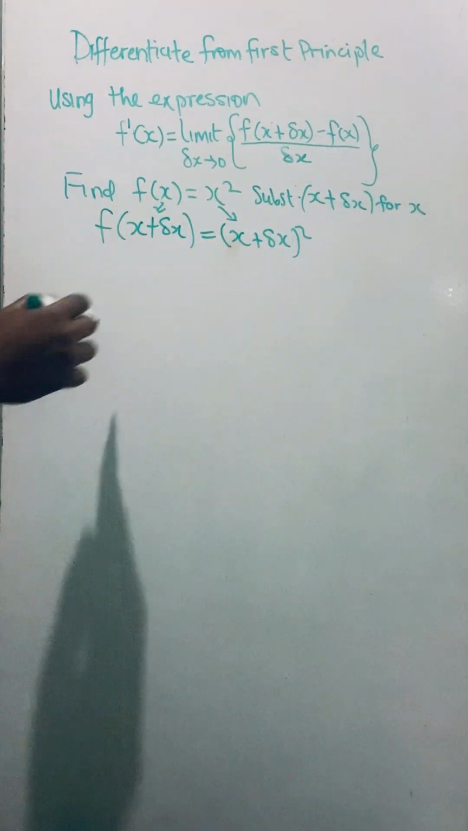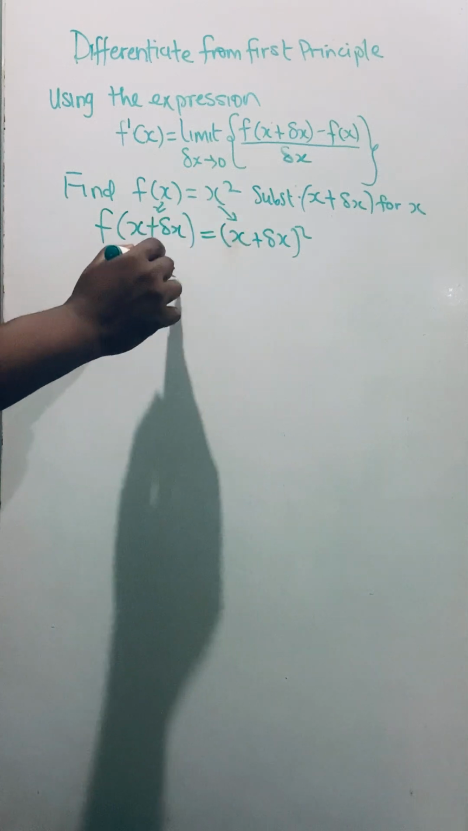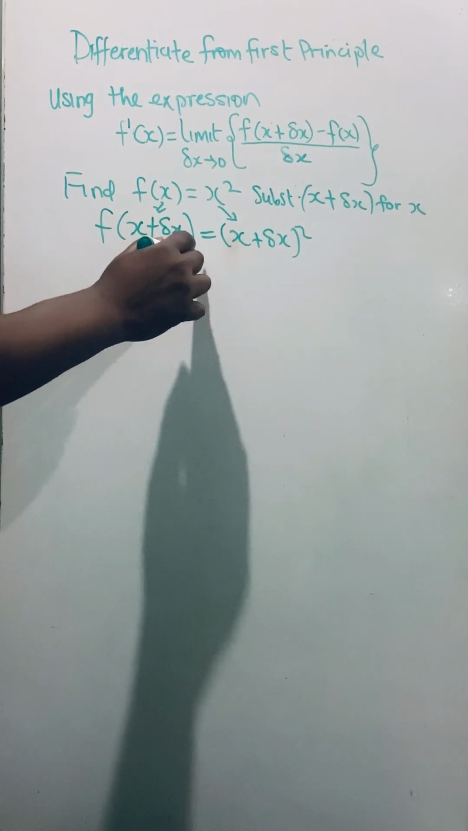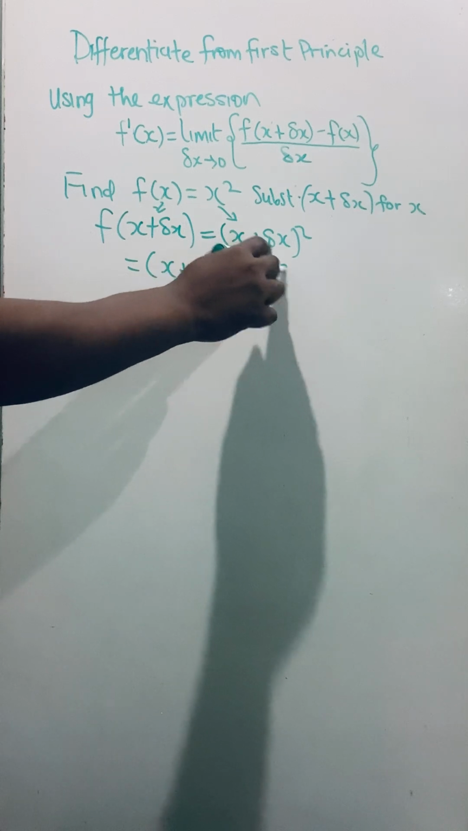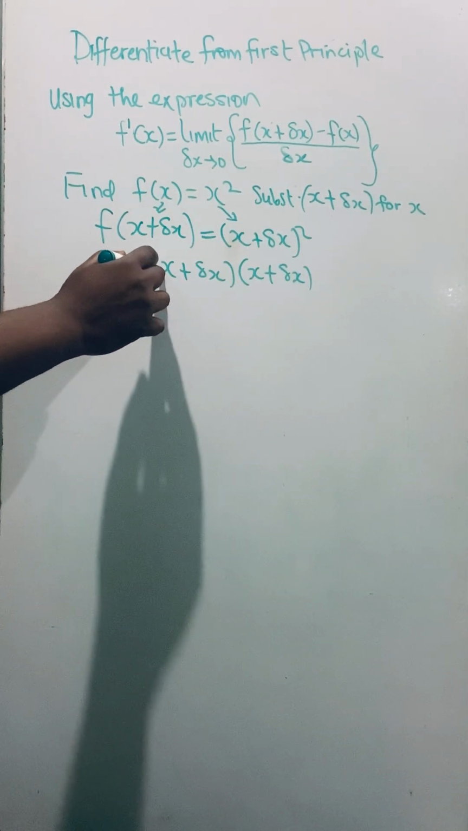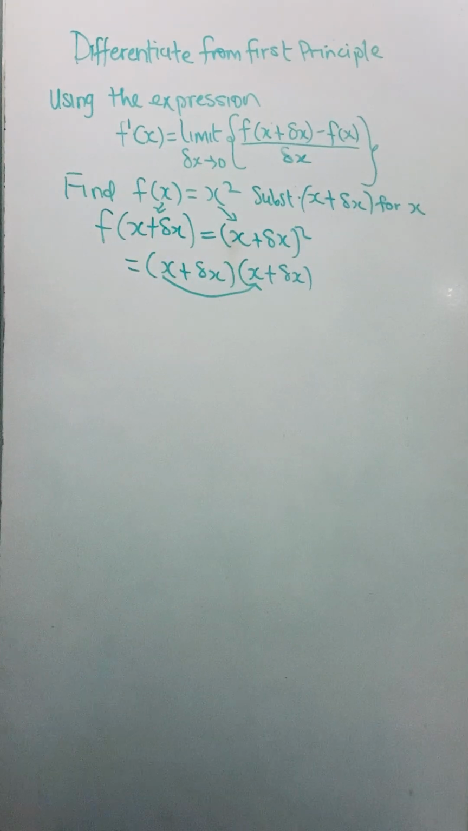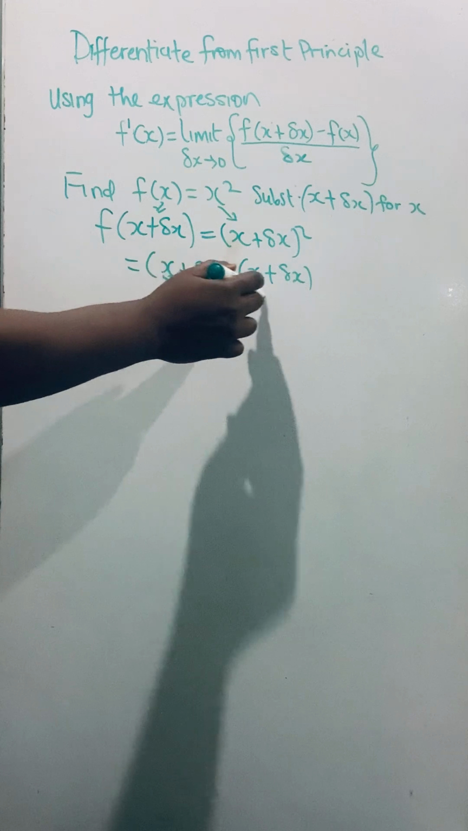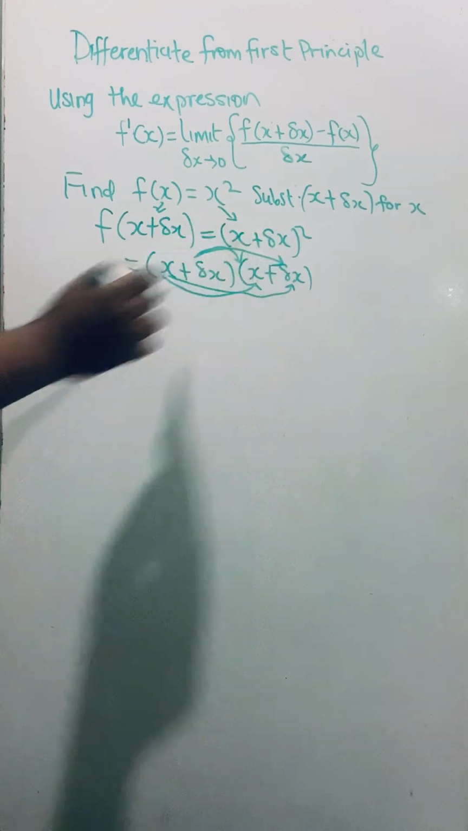Then let's expand that bracket. We'll be having x plus delta x, and also x plus delta x. Now to open the brackets, x will multiply x, then x will multiply delta x, delta x will multiply x, then delta x will multiply delta x.